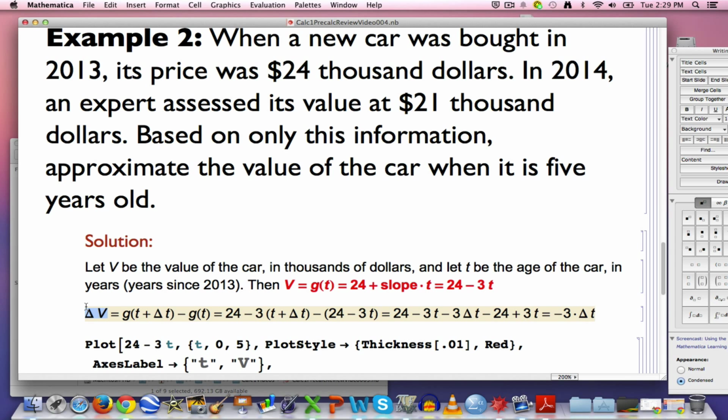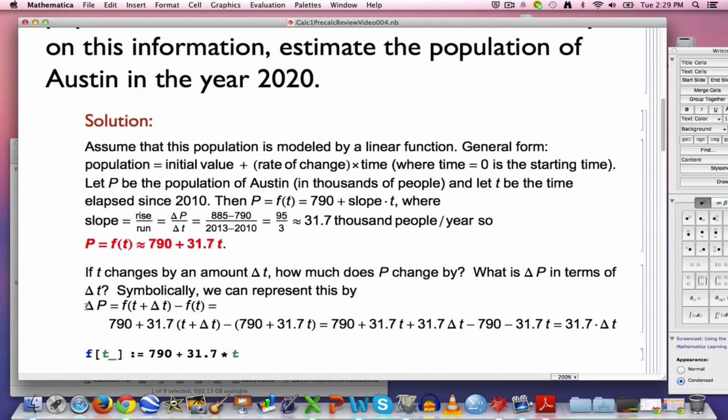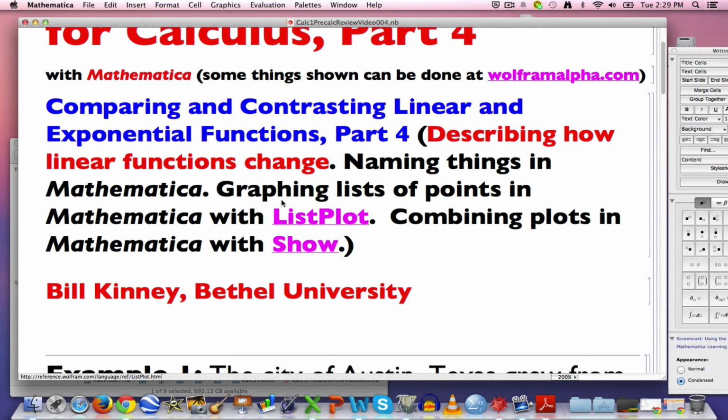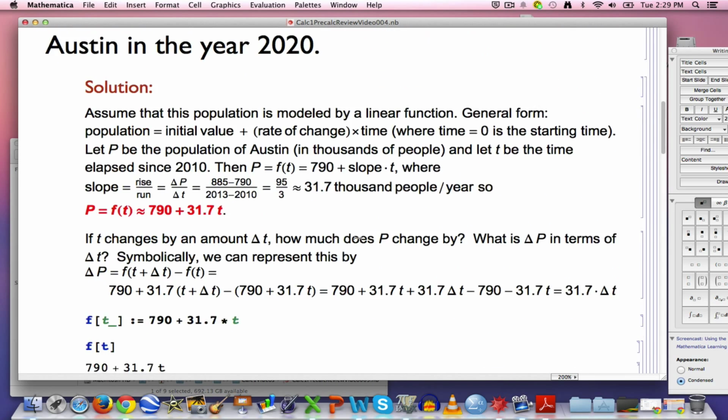All right, that's the main mathematical point I want to make in this video. Let's get to doing some things in Mathematica to finish off the video. Naming things in Mathematica, graphing list of points in Mathematica with ListPlot, and combining plots in Mathematica with Show.